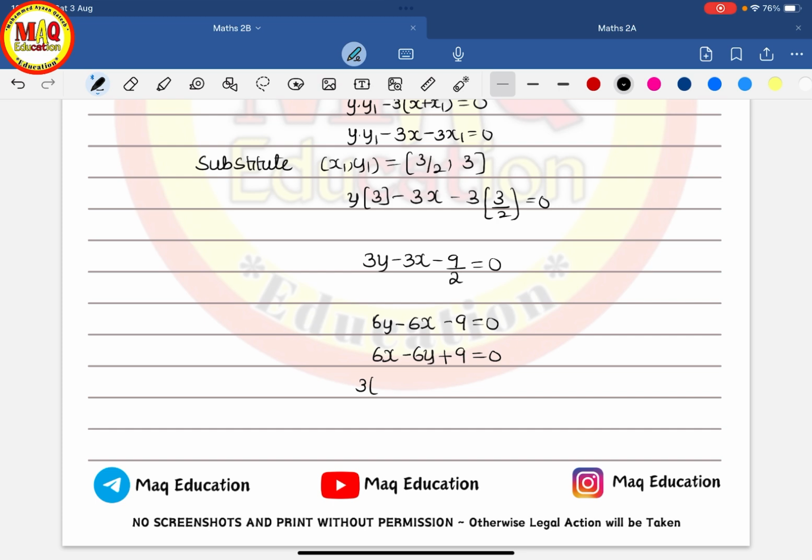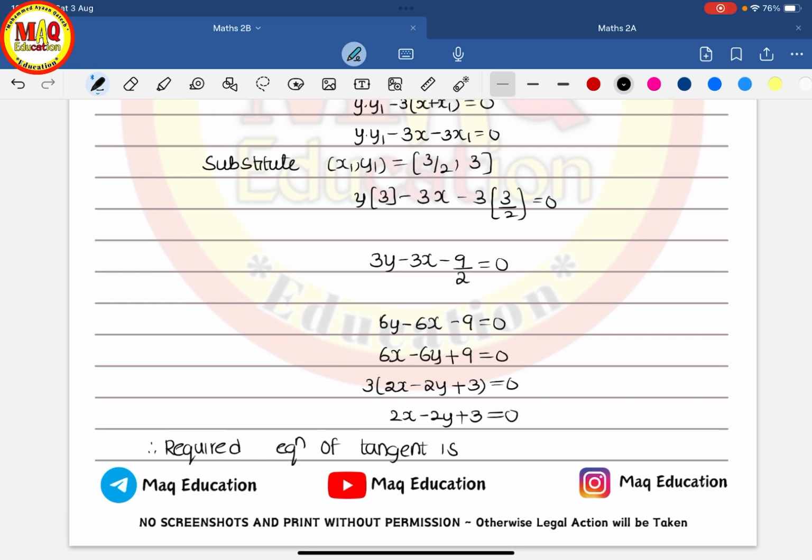Here we can take 3 common. Okay. 3 2s are 6, so 2x minus 2y plus 3 2s, 3 3s are 9, equal to 0. 2x minus 2y plus 3 equal to 0. Therefore, required equation of tangent is 2x minus 2y plus 3 equal to 0.